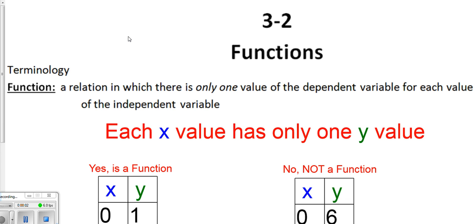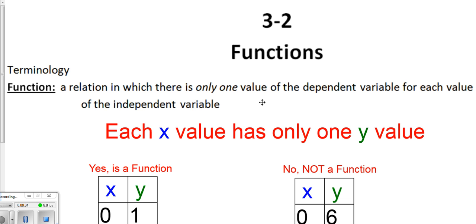Lesson 3-2 gets into all about what a function actually is. So first let's go over some terminology, specifically function. Last lesson we talked about relations and how a relation is a set of ordered pairs. So it's all of our x, y values put together. Well, a function is a kind of relation. It's a relation in which there's only one value of the dependent variable for each value of the independent variable.